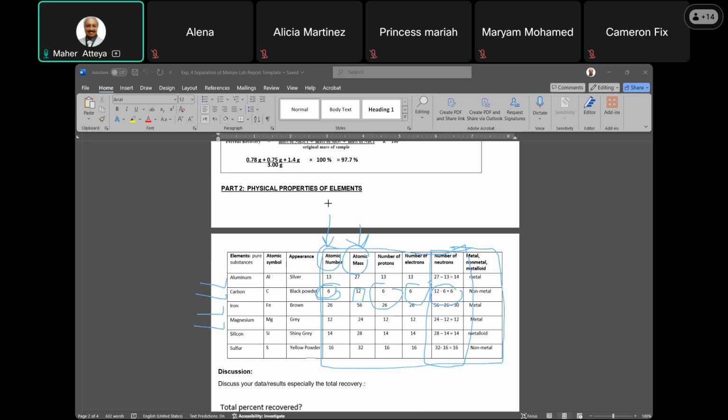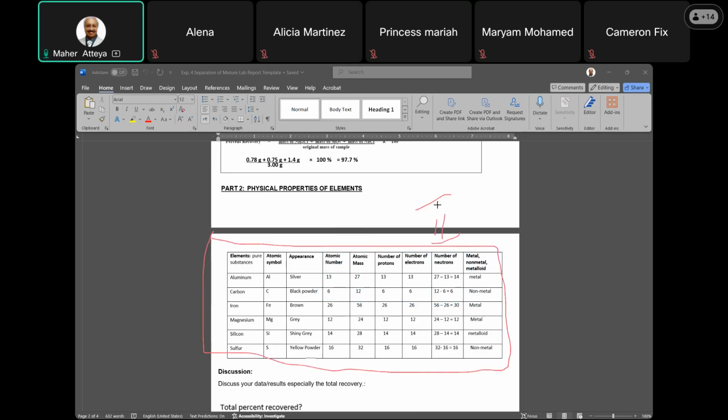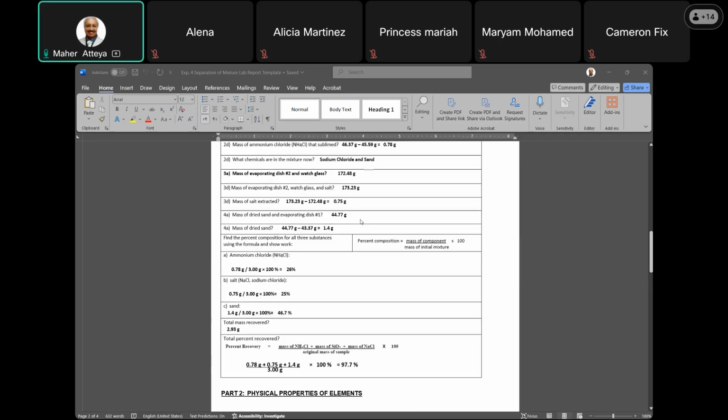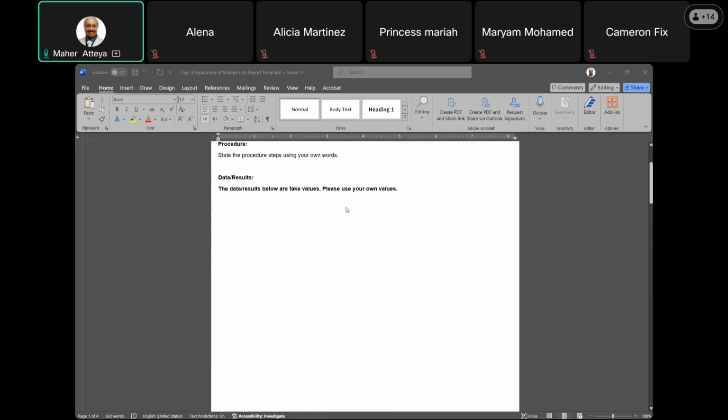Your task is to copy and use the data here. It's like you are pretending you did the lab. This is part 2 of the lab. You pretend that you did the lab, correct? We did not. Actually, if we were in the lab today, we would have done this. This is the second lab with heating and all, separating the mixture into its components and calculating each percentage.